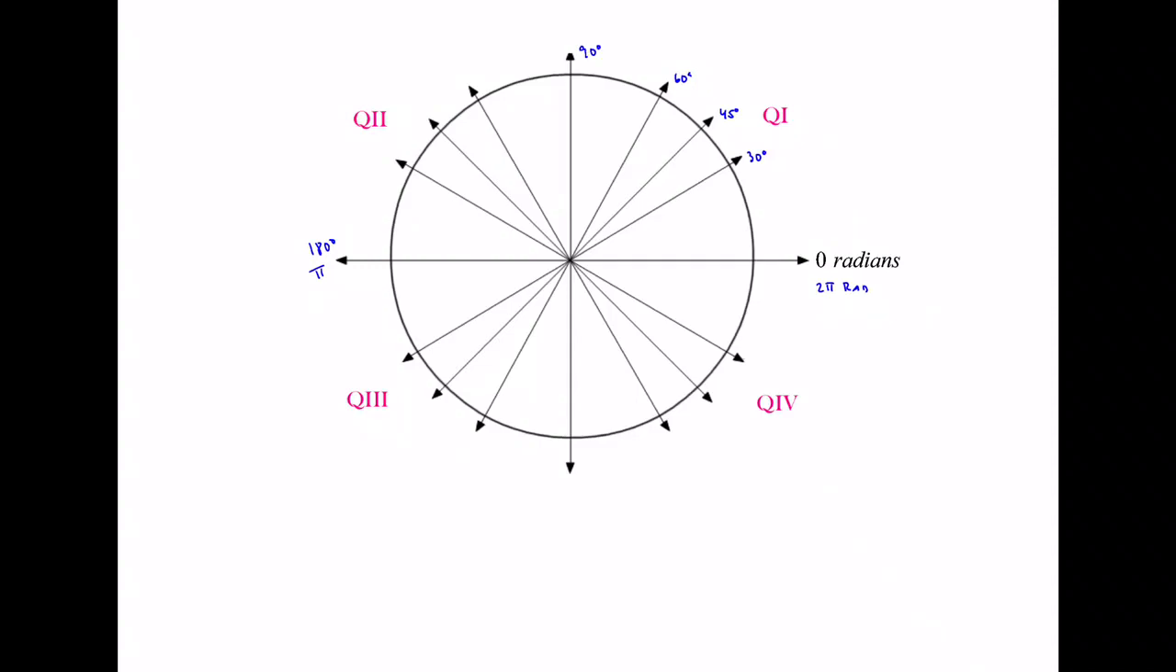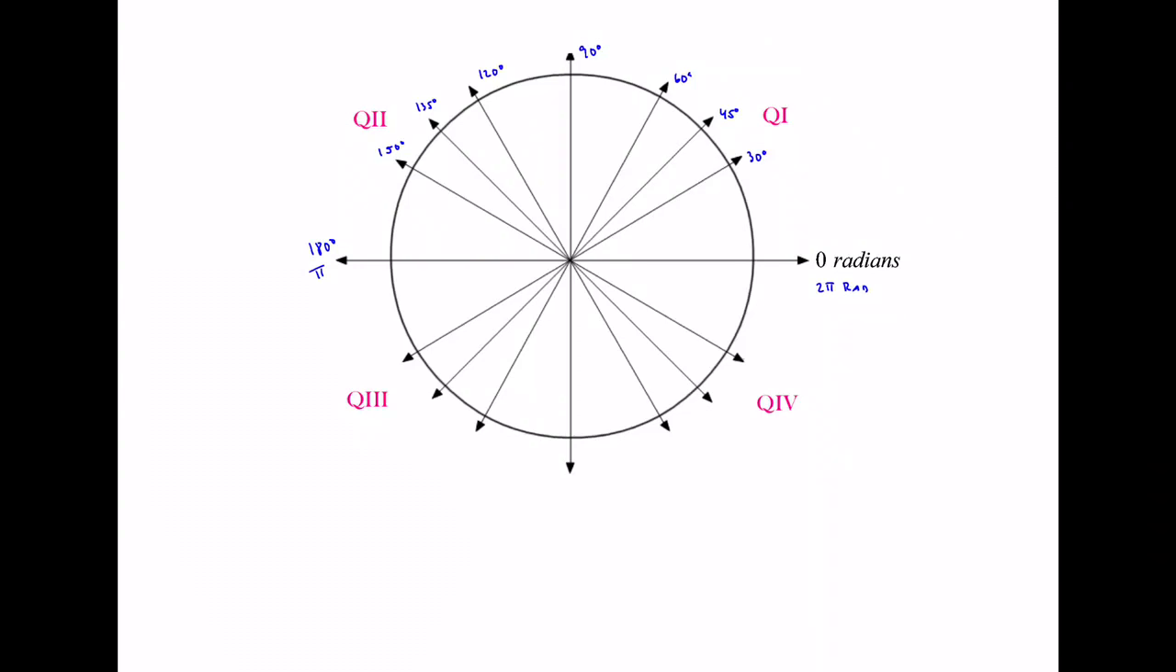And then you see that those same three angles happen in each quadrant. So you got 30, 60, 90. This would be 120 degrees. This would be 135 degrees. And then 150 degrees. And then you're back at the 180. And then you would do the same in quadrants 3 and 4.